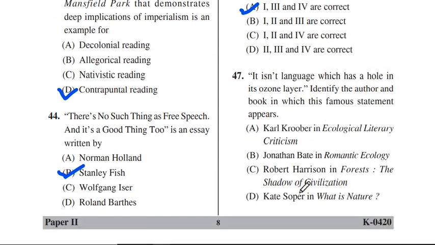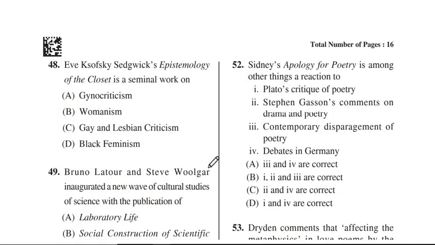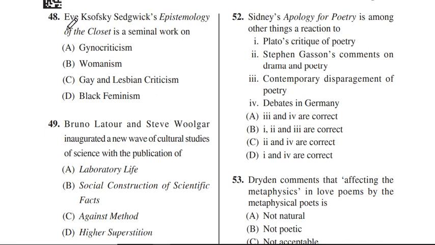Next, question number 47. It isn't language which has a hole in its ozone layer. Identify the author and book in which this famous statement appears. This is question number 47, and the answer is D. Kate Soper in What Is Nature. Next, question number 48. Eve Kosofsky Sedgwick's Epistemology of the Closet is a seminal work on. And the correct answer is Gay and Lesbian Criticism.